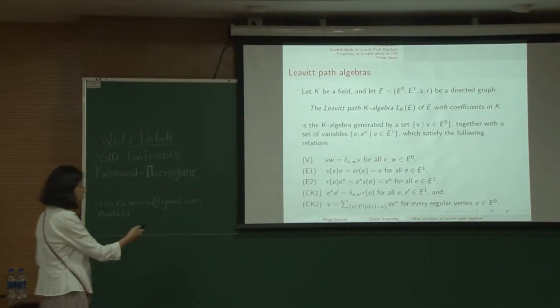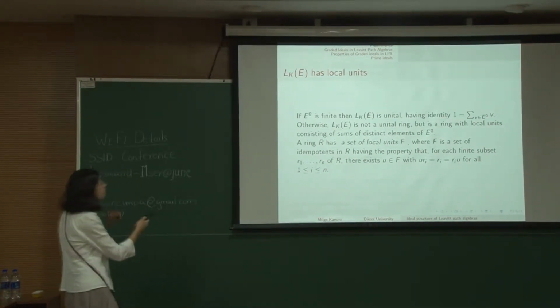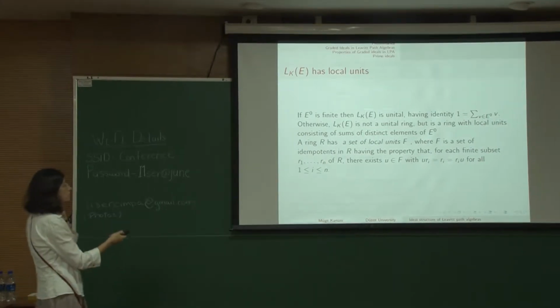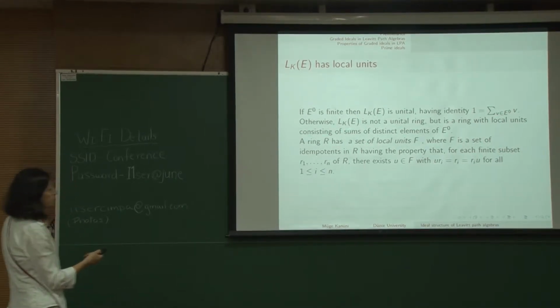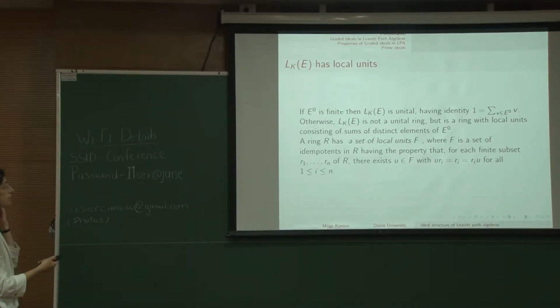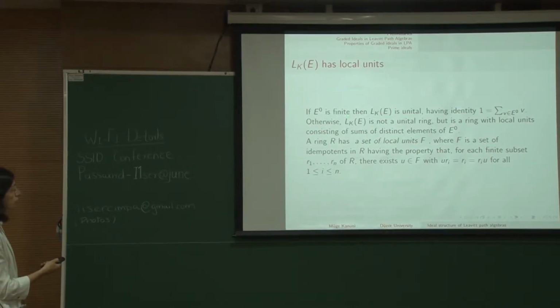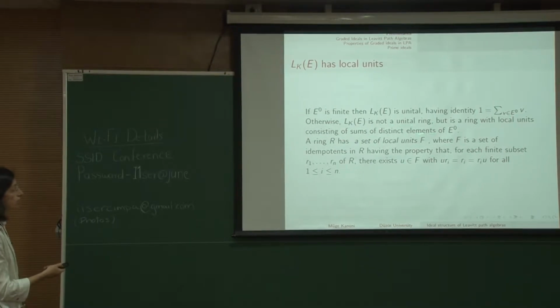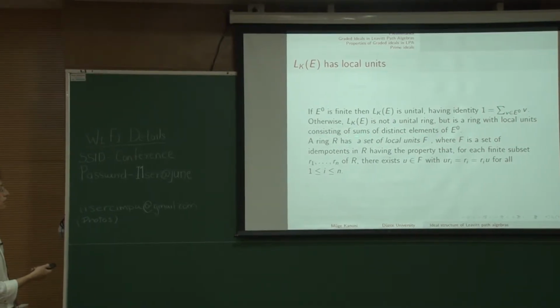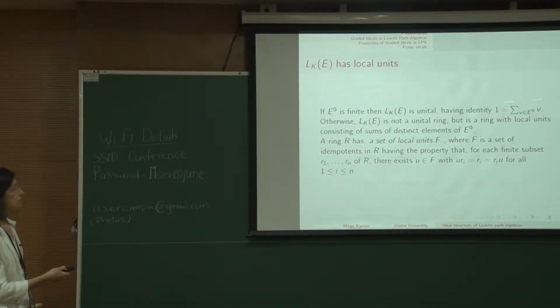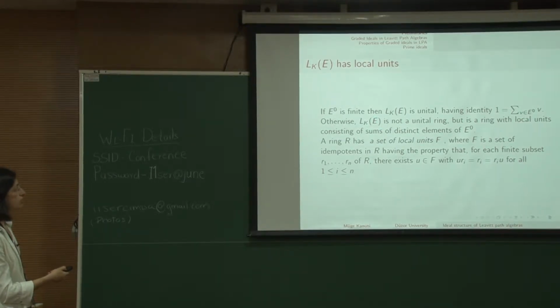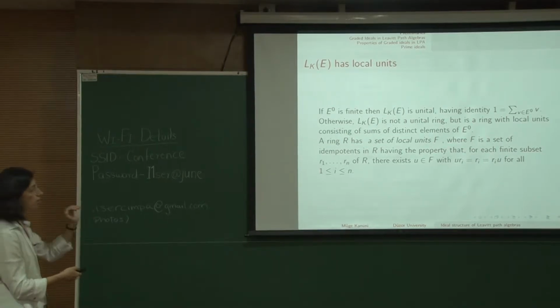So that's to recall the definition of the Leavitt path algebra. If E is finite, then it's unital, the unit being the sum of all the vertices. However, if E^0 is not a finite set, and you have infinitely many vertices, then it's not a unital ring, but it's a ring with local units, which consists of the sums of distinct elements of the vertices.